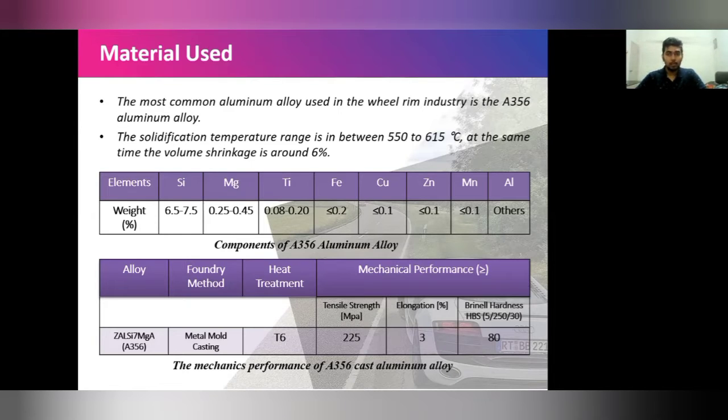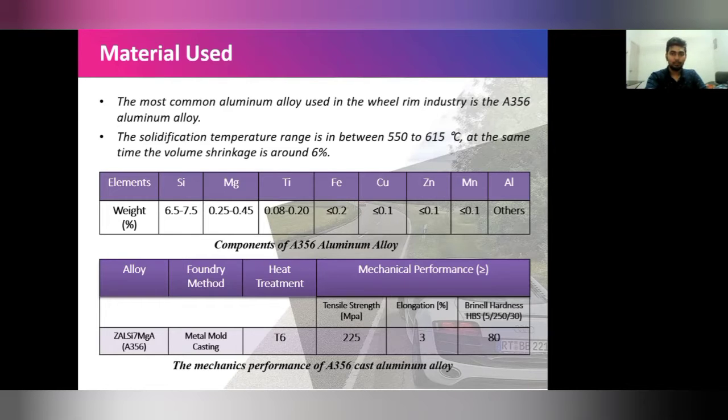Well, the solidification process ranges between 550 to 650 degrees Celsius. The elements used are silicon, magnesium, titanium, ferrum, copper, zinc, manganese, and aluminium. Well, you can see the percentage of all the materials used and the mechanical performance of the aluminum alloy: the tensile strength is 225 megapascal, elongation is about 3%, and the Brinell hardness is 80. Well, these are all the description of an aluminum alloy, which is commonly used in a vehicle. That is all from me.